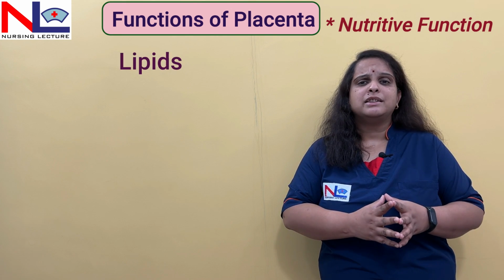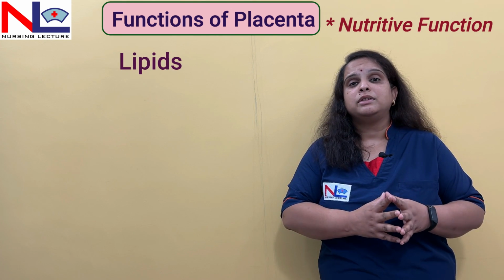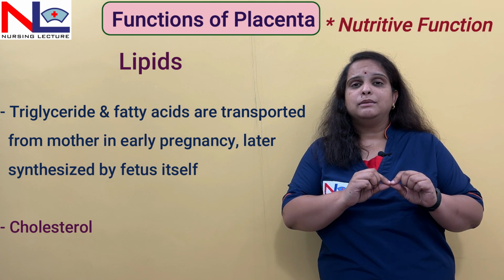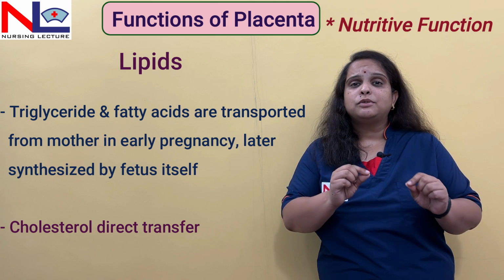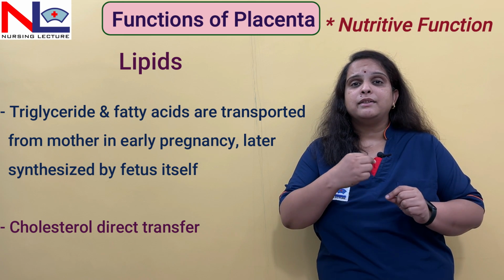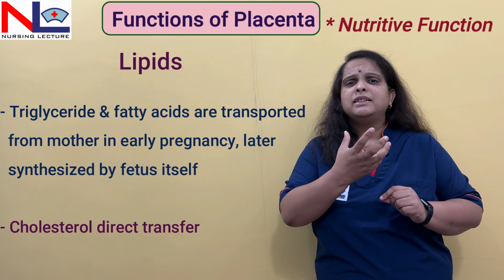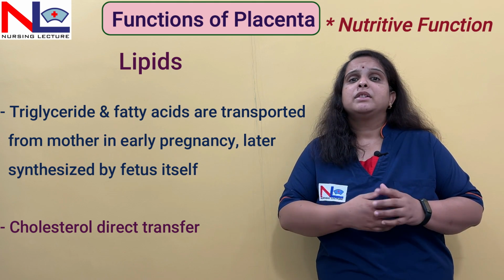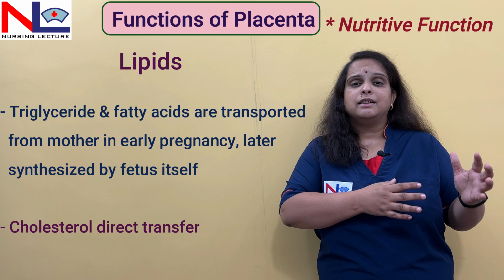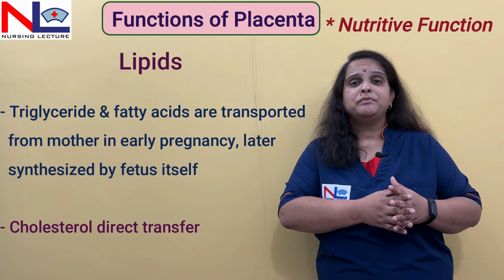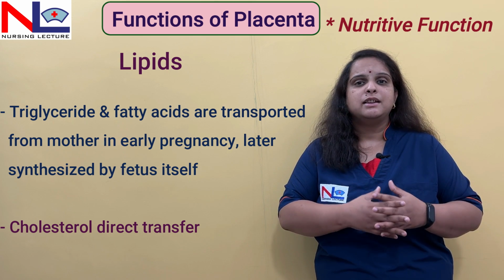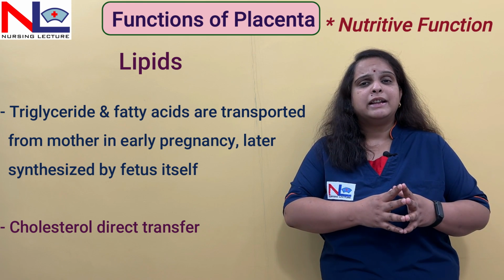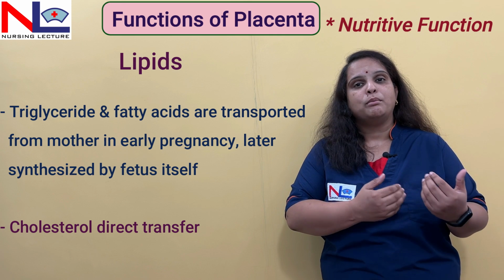The other nutrient is lipid, which is transported in the form of triglycerides and fatty acids. Since the phospholipid layer of the trophoblast is formed by lipid lining, transport of lipid molecules toward the fetus is easier. Initially lipids are transported from the mother, but later the fetus itself synthesizes triglycerides and fatty acids. Cholesterol can also be transported directly across this membrane from mother to fetus.